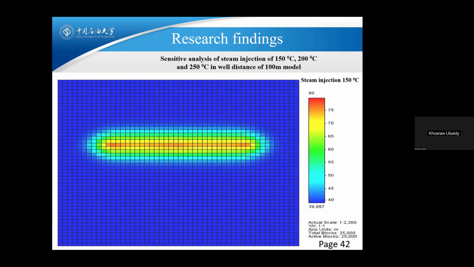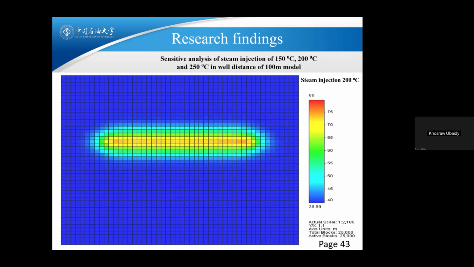And here we can find the sensitivity analysis of steam injection at 150 degrees Celsius, 200, and 250, and a well distance of 100 meters. So for this model, we keep the well distance at 100 meters, and at the same time we are injecting steam at different temperatures. For steam injection of 150, we see the distribution of heat is okay, but not covering a bigger area.